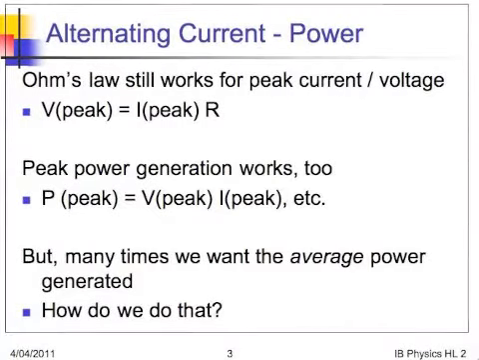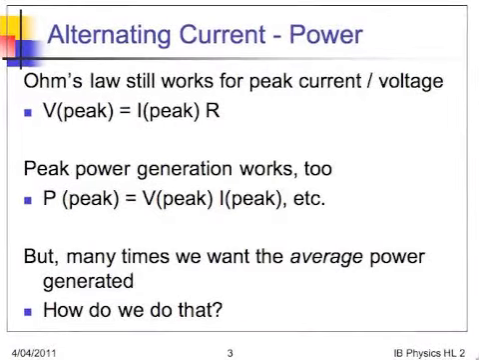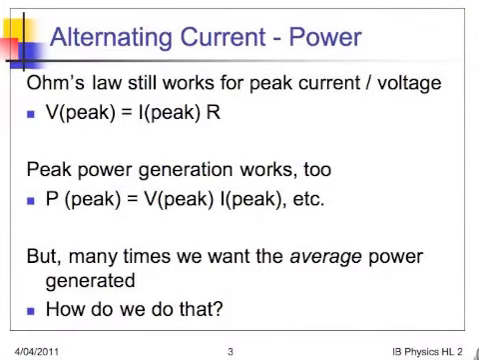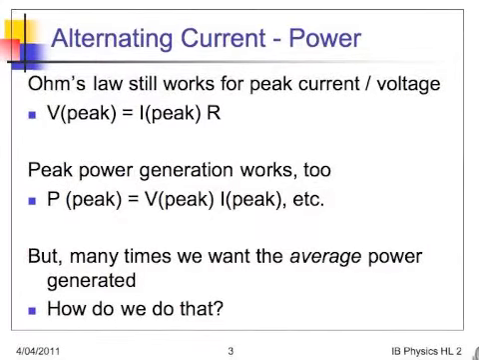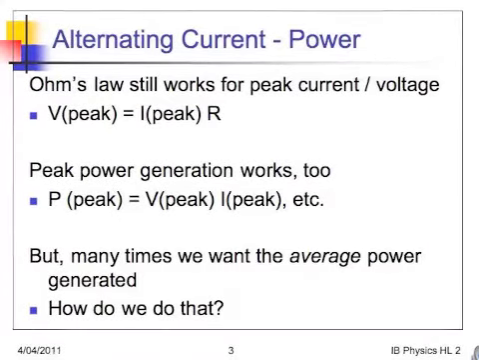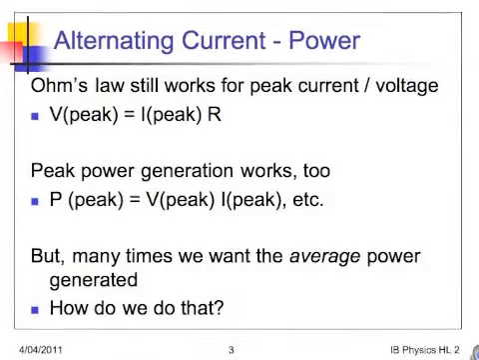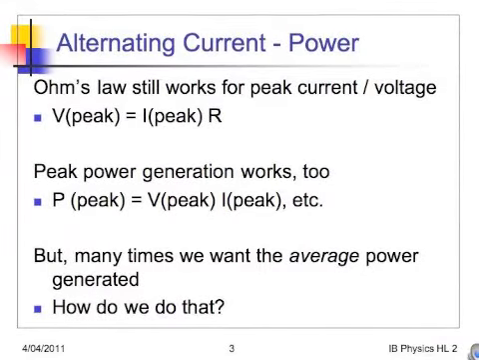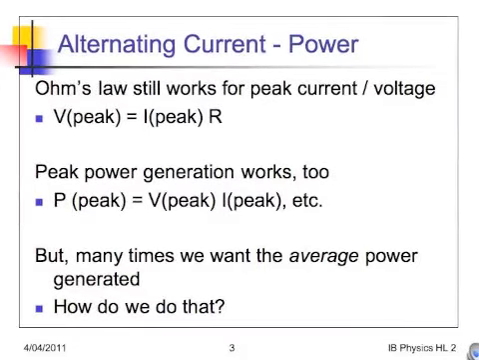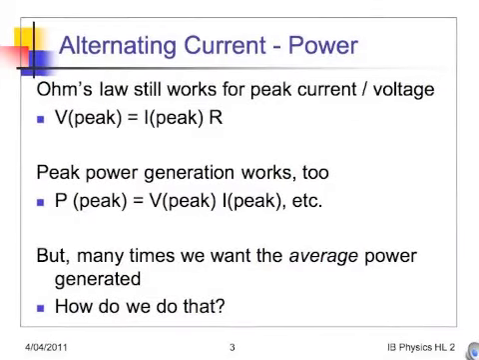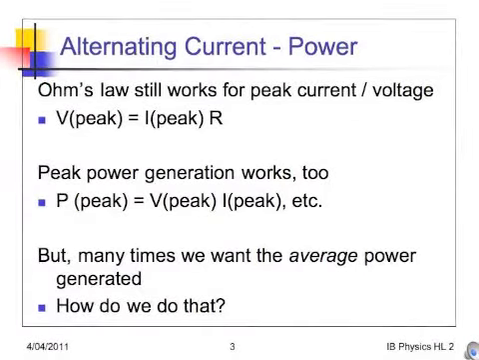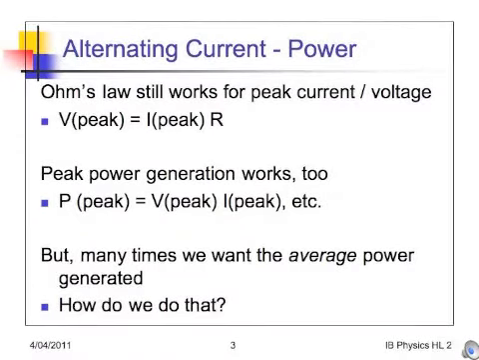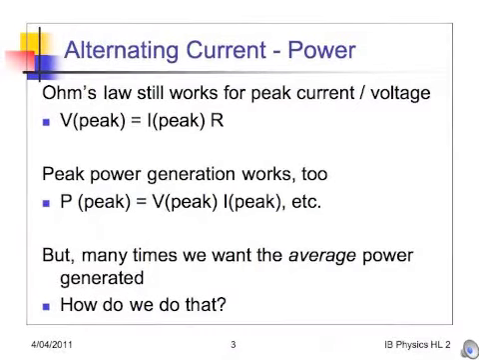So for instance, the peak voltage is equal to the peak current times the resistance, and the same is true at any other time. Peak power is equal to peak voltage times the peak current. It's also true for any other point in time. But many times we don't want the peak current or voltage or power, but we're more interested in what the average power is being generated by a circuit. And here's how we do that.